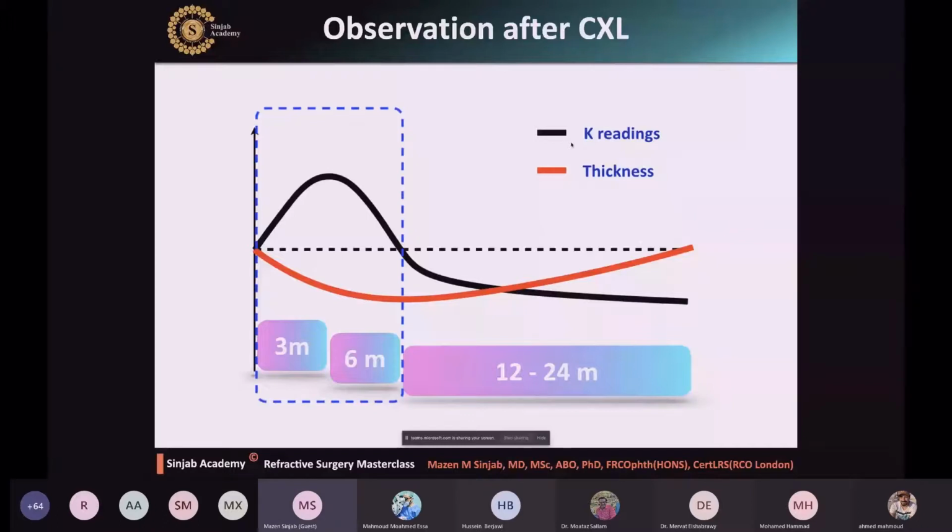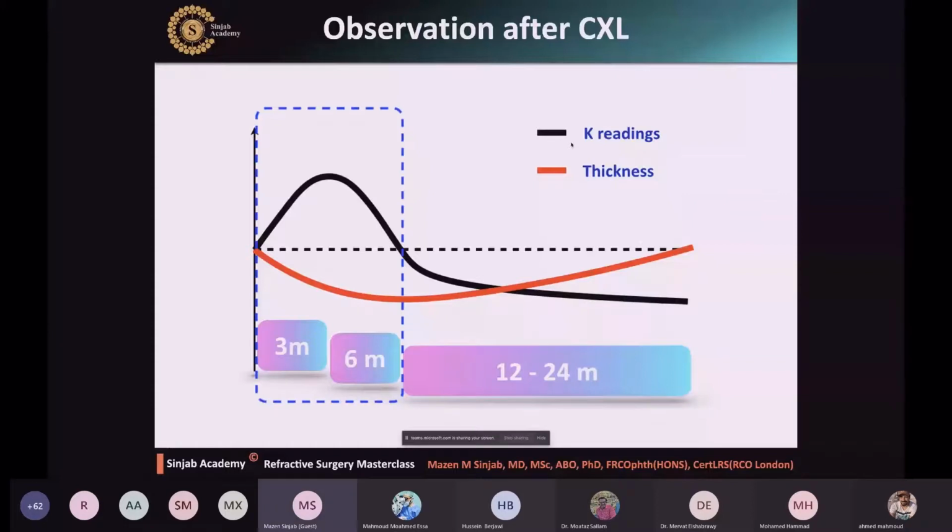In order to start monitoring the cornea, you have to start after 6 months. So you do the cross-linking, you wait 6 months, then you do the three captures, and then you start monitoring the eye. So during the first 6 months, you cannot say there is a failure of cross-linking, because the cross-linking will cause steepening and will cause thinning, the same two criteria of progression.